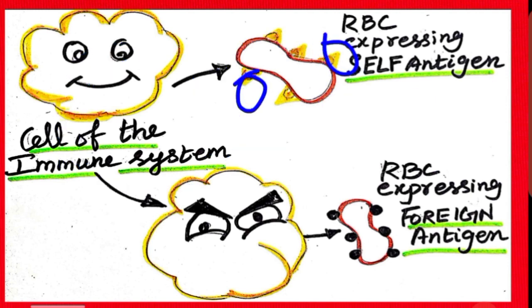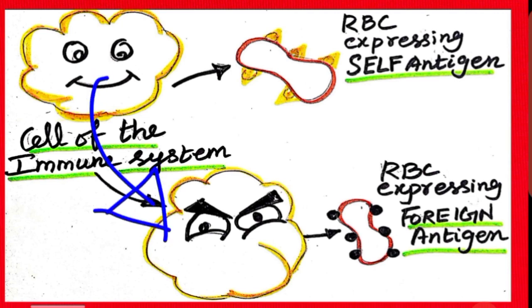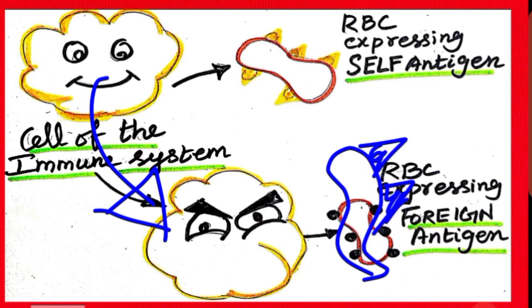However, an immune cell may meet an RBC with a foreign antigen, right? What will happen? Surely it shows its defense mechanism against the foreign or non-self antigen.